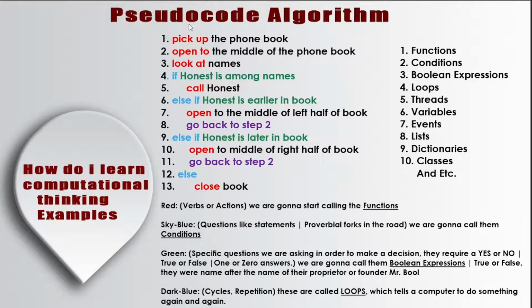But the words pick up, open to, look at, these are simple instructions, direct instructions. Open to the middle is a direct instruction, but one which comes after a condition. Then go back to step 2. It's a direct instruction, but one which comes after a condition of failure to find the name.